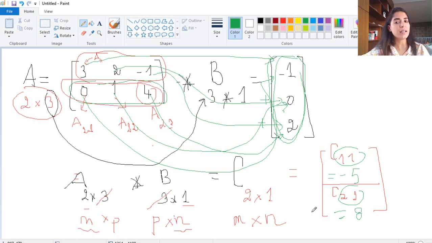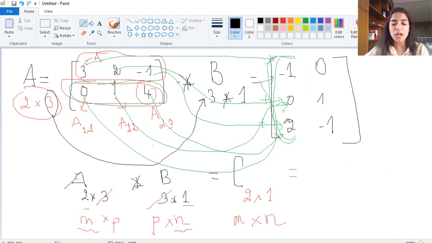Now this is a simple example where B has only one column. Now what if B has more than one column? Can I do the multiplication? Yes, of course, because I did not change 3. I changed the number of columns of B. Alright, so let's take the same example with one additional column for B. So now B is 3 times 2.